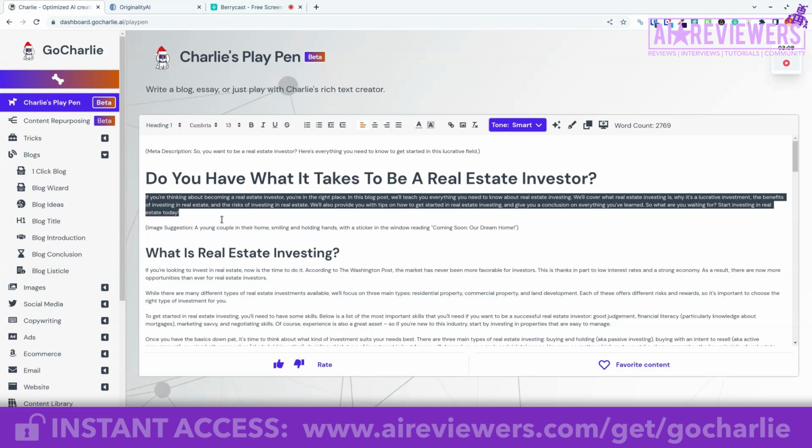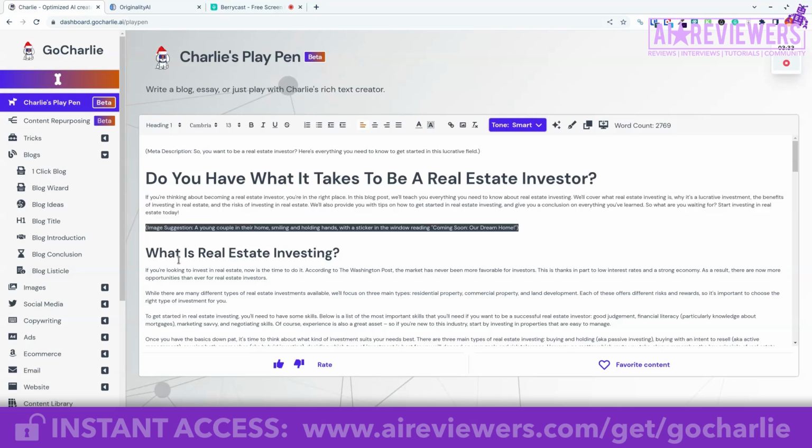If you're thinking about becoming a real estate investor, you're in the right place. And this blog post will teach you everything you need to know about real estate investing. We'll cover what real estate investing is, why it's a lucrative investment, the benefits of investing in real estate, and the risks of investing in real estate. We'll also provide you with tips on how to get started in real estate investing and give you a conclusion on everything you've learned. So what are you waiting for? Start investing in real estate today.